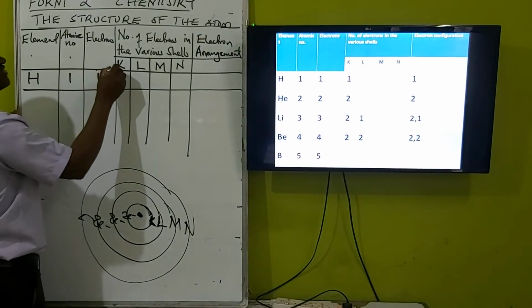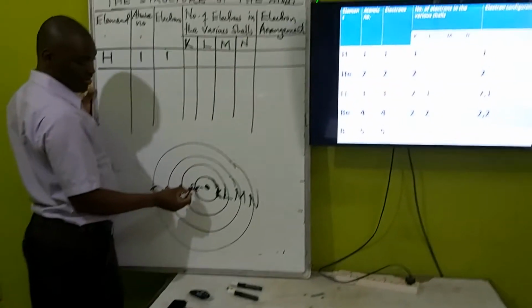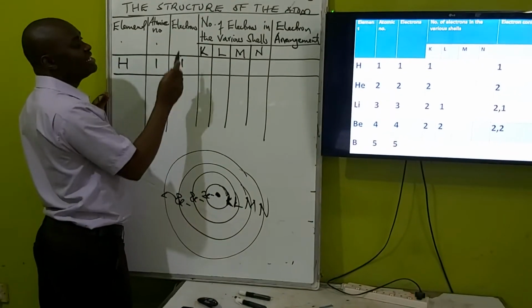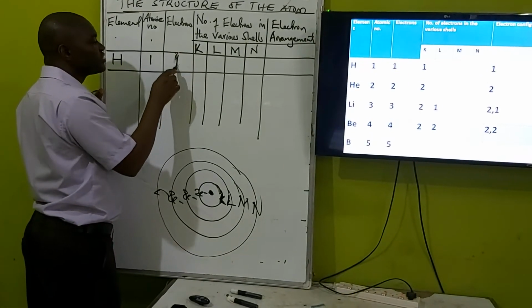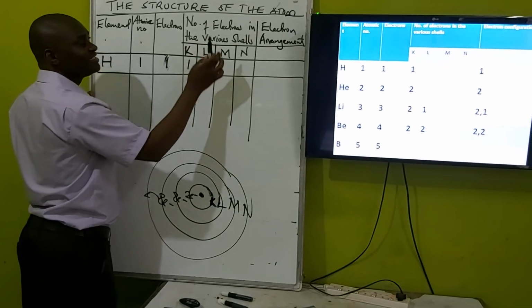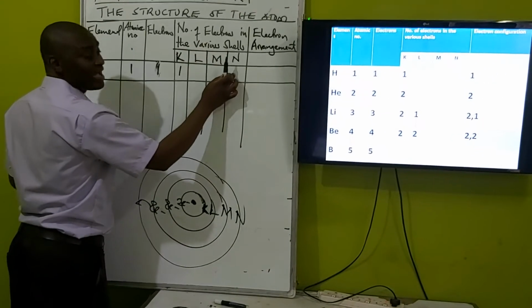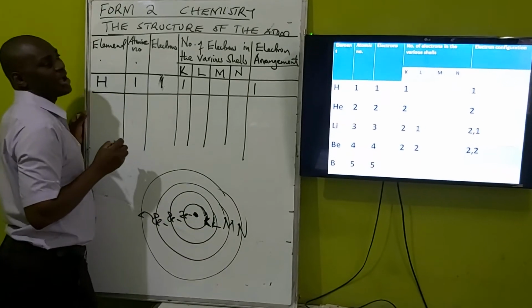The first energy level can carry a maximum of 2 electrons. How many electrons do we have? 1. So this 1 electron will move to the first energy level. Second will be empty, third will be empty, the fourth will be empty. So the electron arrangement is 1.